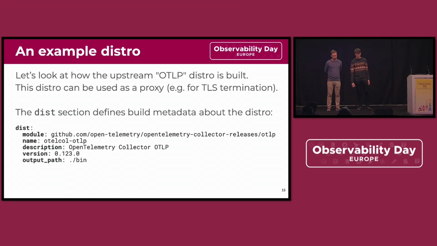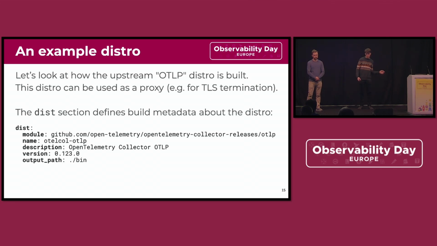All right, so now we're going to look at an example distro. This is probably the easiest distro that you could have, in terms of the components it has. We call it OTLP, and we release it officially. This could be used as a TLS termination proxy or some other kind of proxy where you change the way the protocol is working. If you want to learn more about why you would want to do that, you could watch the recording of a talk earlier today in the observability track called Encrypted Telemetry in Transit by Jason Plum.